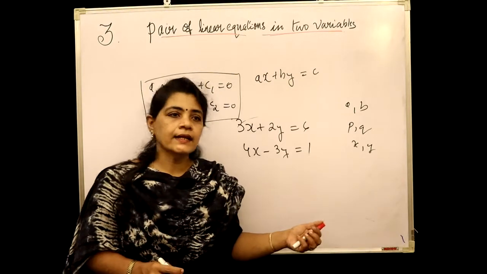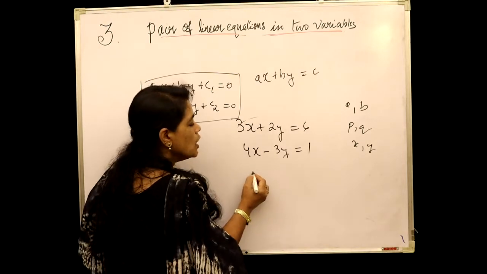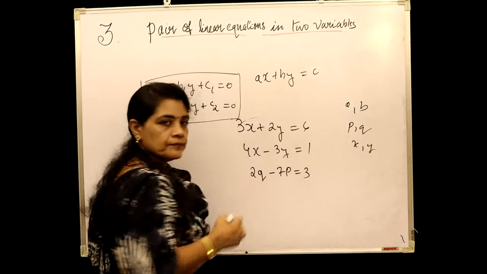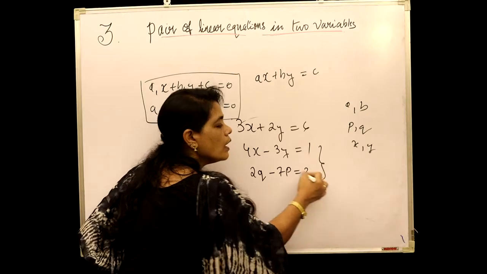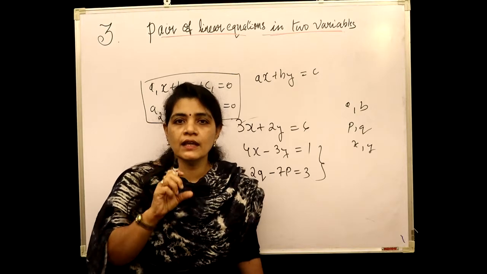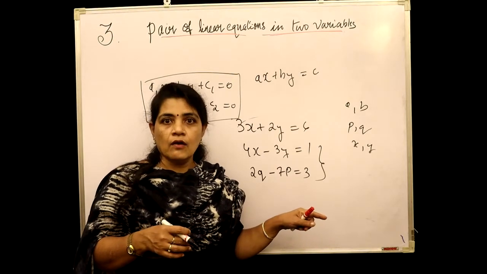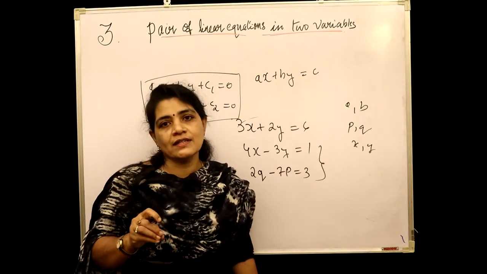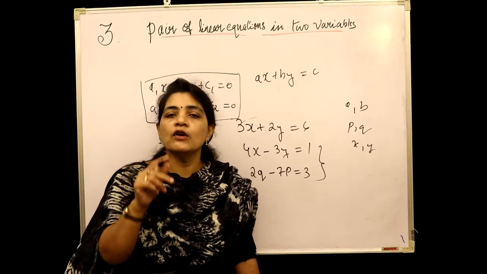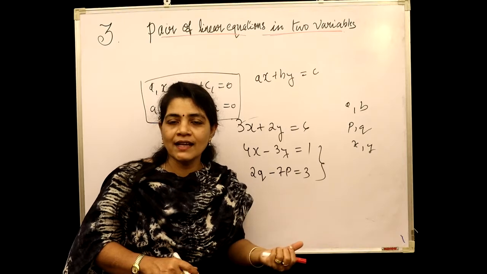That's all. Yes, children, if we use p and q instead of x and y, that is 2q minus 7p equal to 3, these two are linear equations in two variables, but this is not a pair of linear equations in two variables. Why? Because in the two equations you can see different variables. So in order to form a pair of linear equations in two variables, the variables used in the two equations must be the same. Then only we can say it is a pair of linear equations in two variables. That point is clear? Okay.